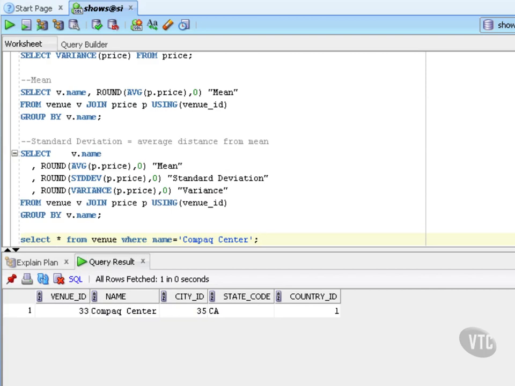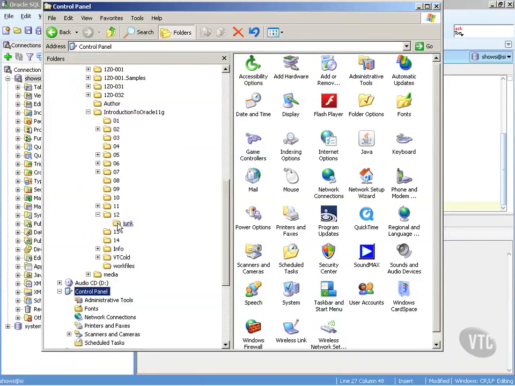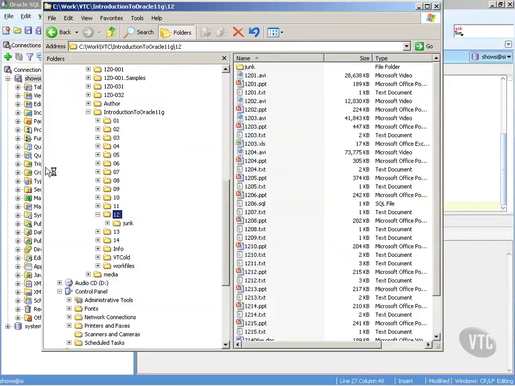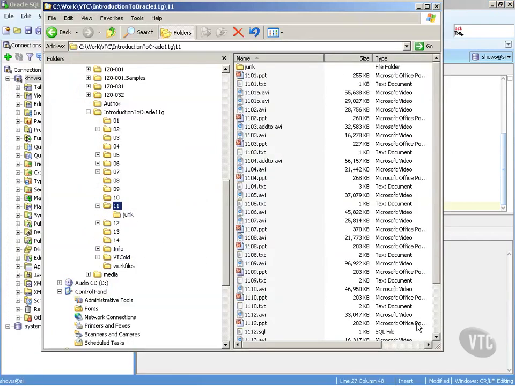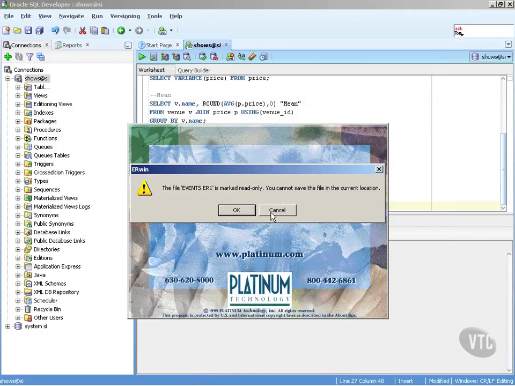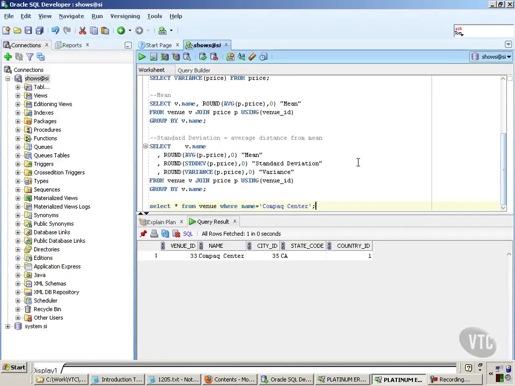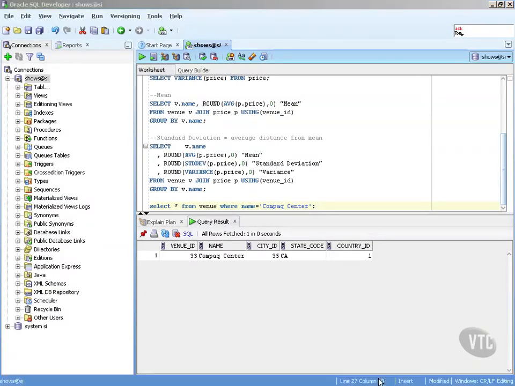Then I'm going to go and open up the data model, if I can find it quickly. And I think there's a copy in chapter 11. So we'll open up the data model, close this down. Oh, it tells me I've already got it open, so we'll cancel that. We'll throw this away. And we'll go and open that one there.